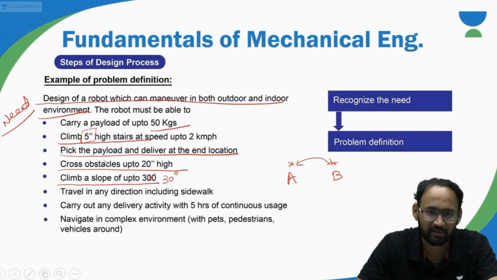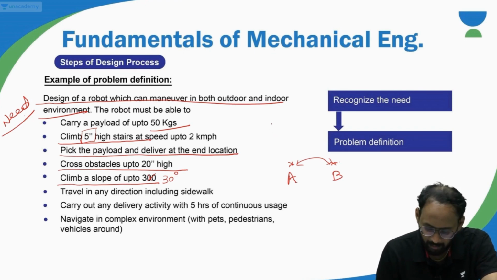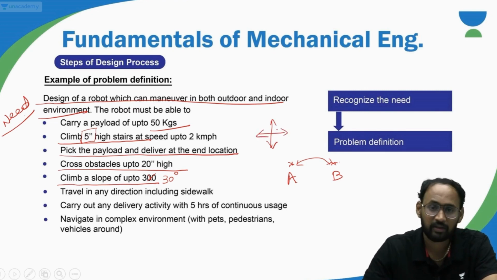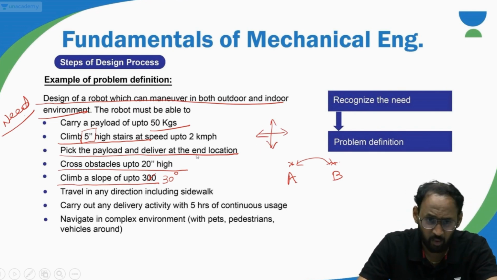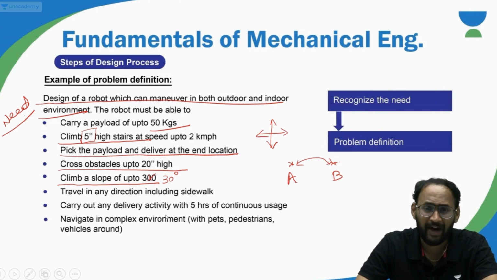Travel in any direction including sidewalk. So the robot can not only move in this direction, it can also move in this direction, sidewalk. Sidewalk is nothing but walking to the side. So the robot can also maneuver easily sideways.